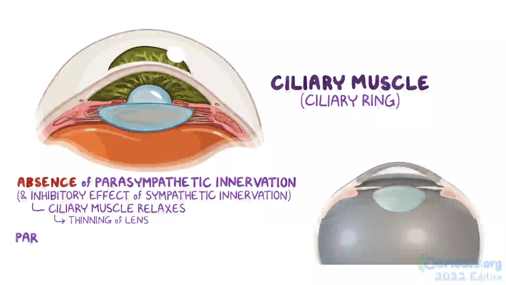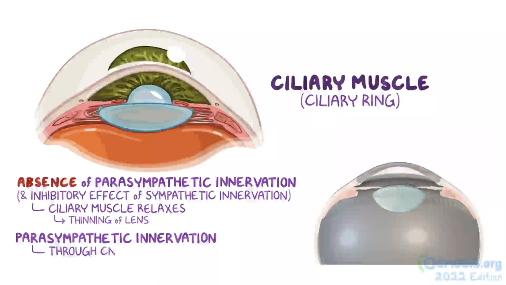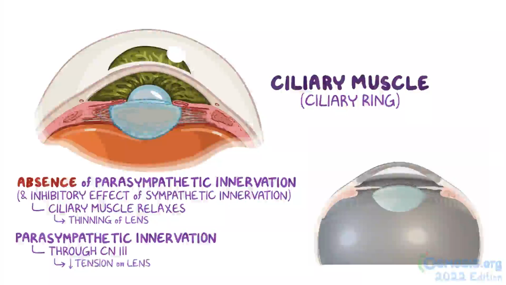In contrast, parasympathetic innervation causes contraction of the ciliary muscle via cranial nerve 3 or the oculomotor nerve, and this relaxes the suspensory ligament, decreasing the diameter of the ciliary ring. Overall, this diminishes the tension over the lens, which is now bulged in order to better focus on closer objects. This process is called accommodation.